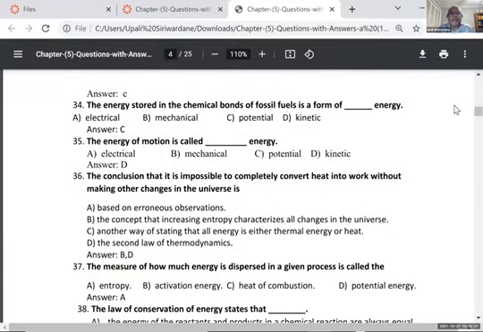The energy stored in the chemical bonds of fossil fuel is potential energy. It's the chemical energy in the form of potential energy. The energy of motion is called kinetic energy.